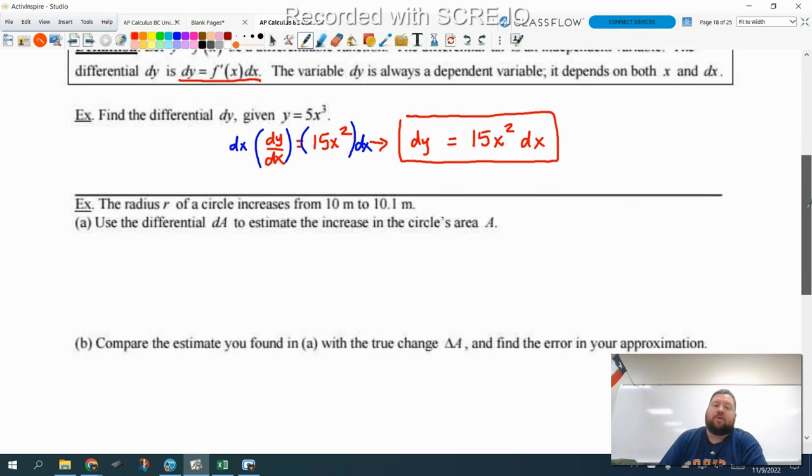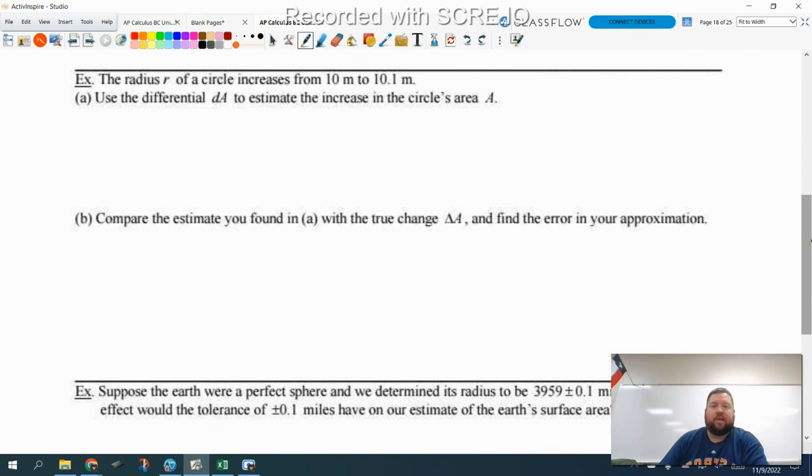All right, so we can use differentials to do approximations as well, just like we did with our tangent line. All right, so we have the radius of a circle increases from 10 meters to 10.1 meters. So they want us to use the differential dA to estimate the increase in the circle's area. All right, so we start out with the formula for area of a circle, A equals pi r squared. We're going to take the derivative in differential form. So dA is equal to, multiply by 2 pi r times dr.